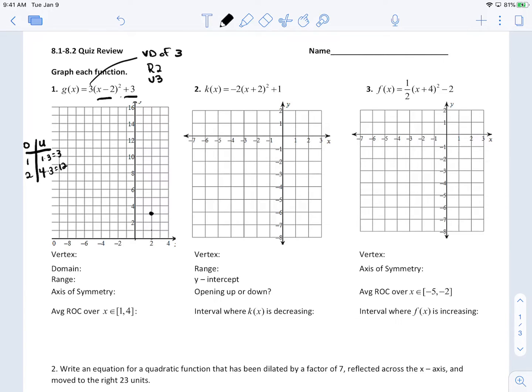Okay, so from here I'm going over 1, up 3, and over 2, up 12. And I'm just counting it out there to make sure I get the right points, right? And then be sure to draw in a curve that looks like a parabola. All right, so there's your parabola. Like I said, your vertex is right here. That point is 2, 3.